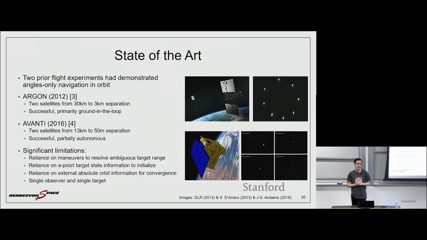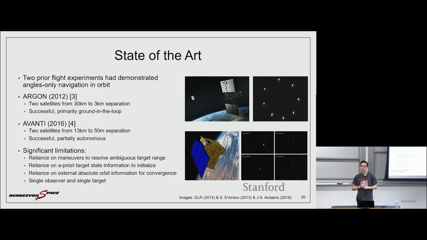And the important thing to note is that both of these experiments were very successful, but were also characterized by significant limitations. First of all, they relied on things like maneuvers by the observer spacecraft to help resolve the target range. They relied on having some prior knowledge about the target's relative orbit to initialize navigation. They relied on having some kind of external absolute orbit updates for the observer to maintain convergence. So they did angles-only for the target, but they assumed something like GPS for the observer spacecraft. And also, they only applied to a single observer and a single target spacecraft. So they weren't super scalable to future distributed systems.